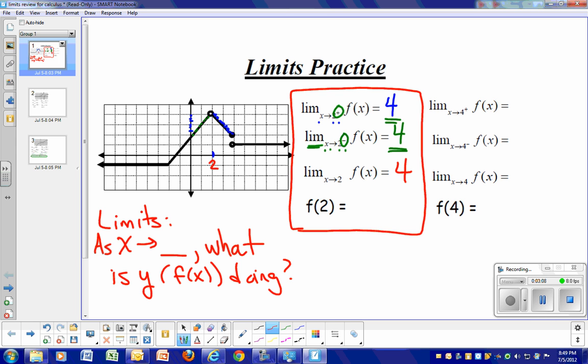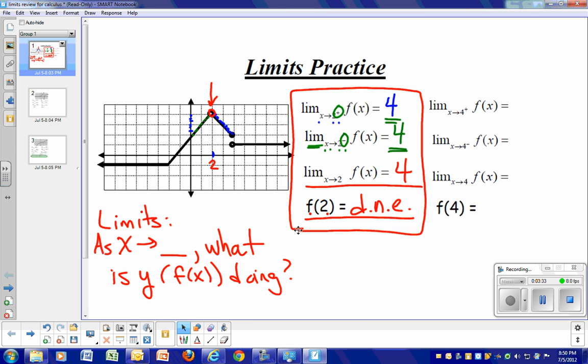However, look at what f of 2 is. f of 2 means you put 2 into the function, what do you get out? Well, I see here that there's a hole. So this function value does not exist. That's the abbreviation for does not exist. So even though the limit exists, the function value does not exist. This function is discontinuous at 2, okay? There's a hole in the function.